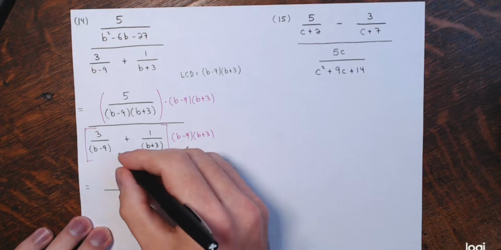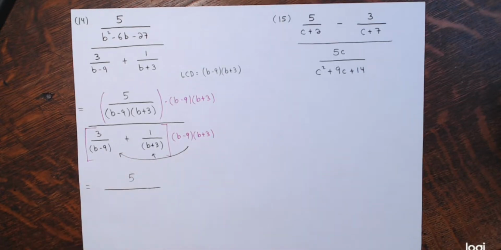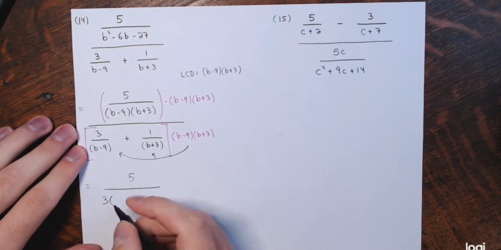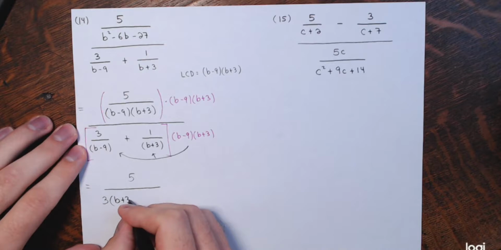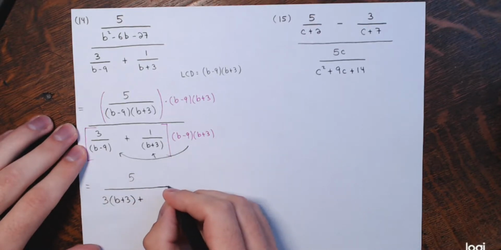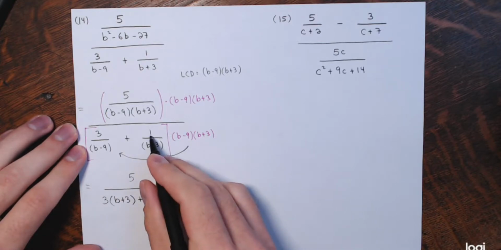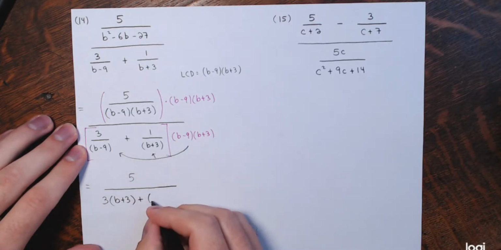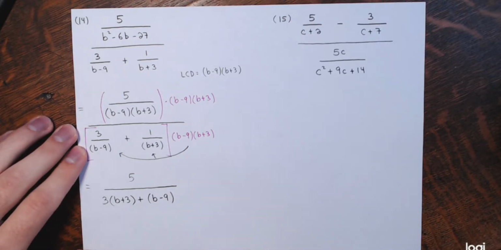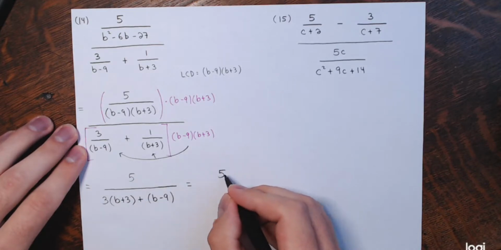And then you're multiplying each fraction in the denominator by the LCD. In the first term, you'd have 3 times the quantity b plus 3 left over, because the b minus 9s would cancel, plus, and then the second term, the b plus 3s would cancel, leaving me with b minus 9. Just 1 times b minus 9, or just b minus 9. Numerator is just 5 when we simplify.